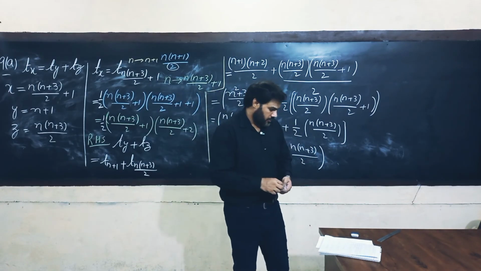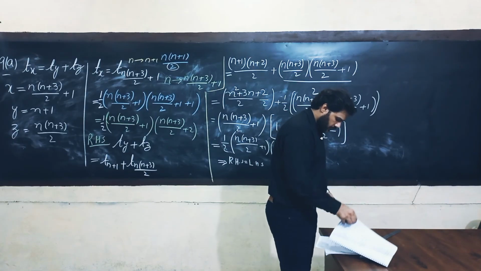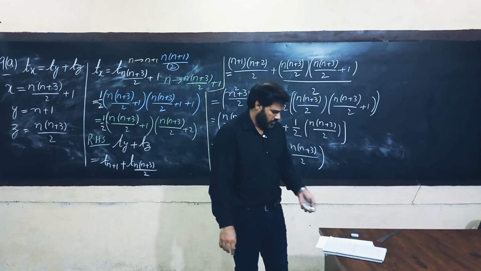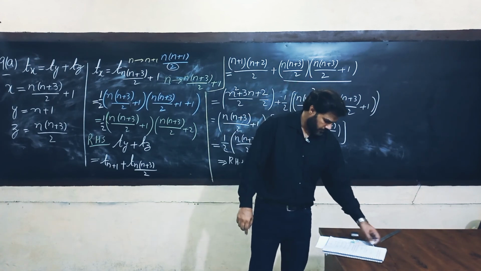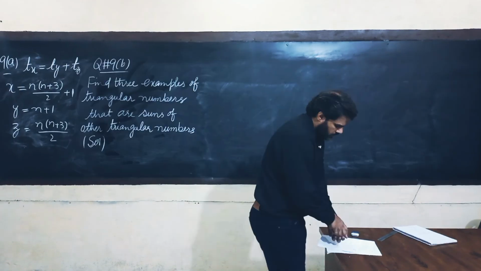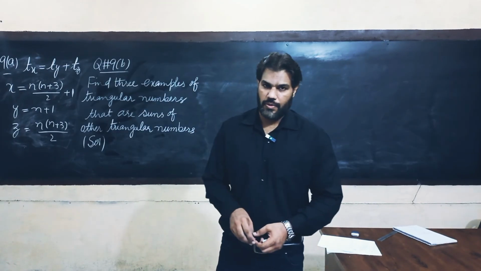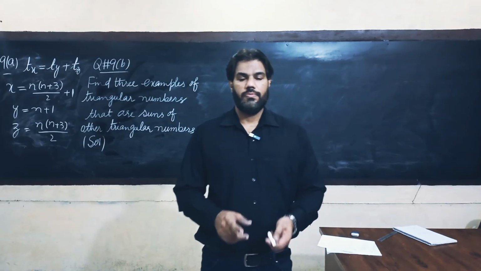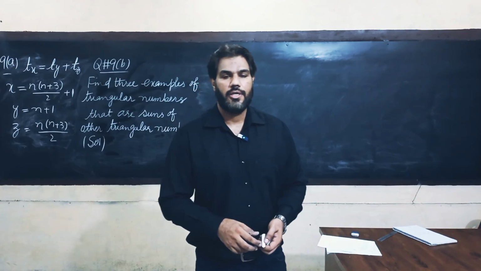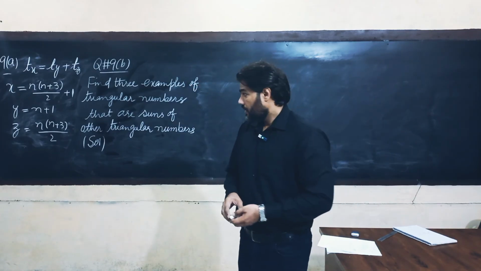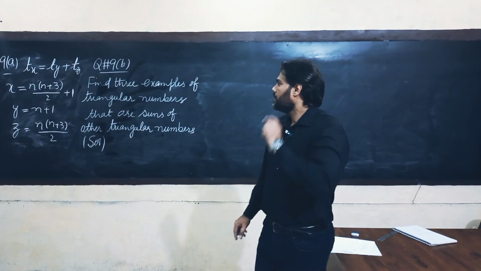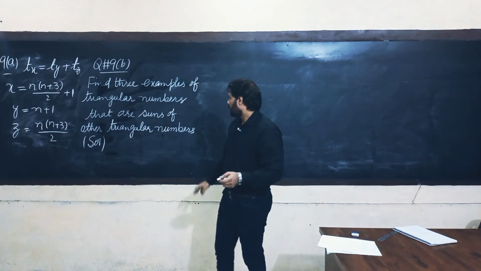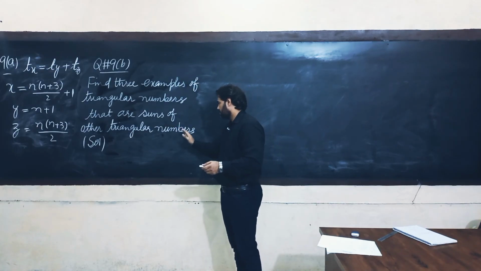So next we discuss its B part, the last question of today's lecture. This is our last question, and now I am going to discuss the most important segment of today's lecture that I have been waiting for a long time. Question number 9b: we have to find 3 examples of a triangular number that are sum of the other triangular numbers.